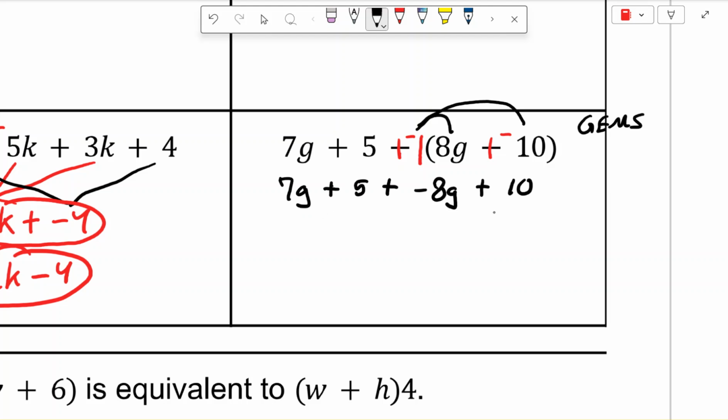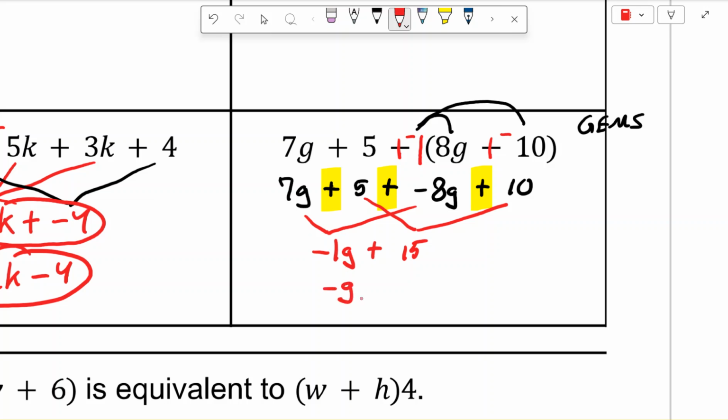All right, now we can combine like terms because we have all addition signs. So we'll put together 7g with negative 8g and get negative 1g. And 5 plus 10 is 15. And this is the answer, but there's a little bit better way to write it. You don't need the 1 there because 1 times g is g, so you could just put negative g plus 15. Both of these mean the same thing. Either way would be correct.